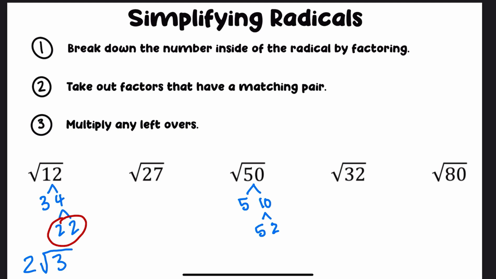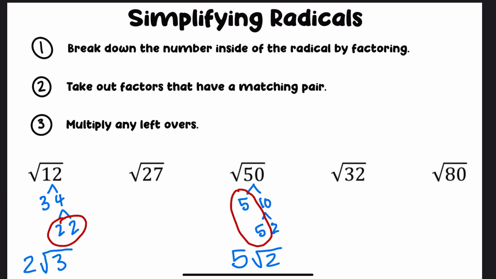This is the end of my tree, so I'm going to move on to step number 2, where it says take out factors that have a matching pair. I'm looking at this, and I see that these two 5's match each other. And then I have this 2 that's left over. Again, I am not going to use this 10 because it's already been broken down. I've already used its pieces down here. So when I go to write my answer, I'm going to have a 5 on the outside because that's my matching pair. And then all my leftovers, by all I mean my 2, that's going to go inside of the radical this time.